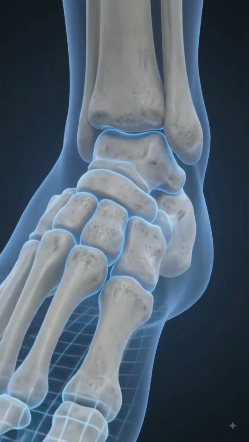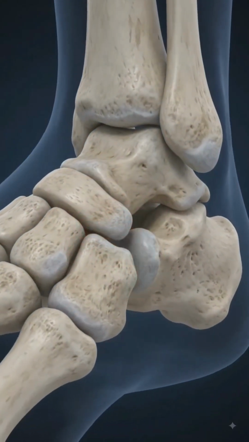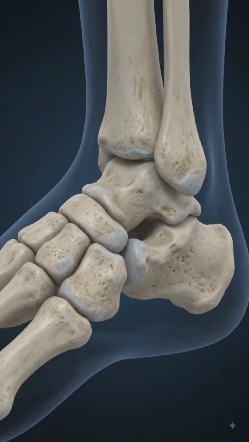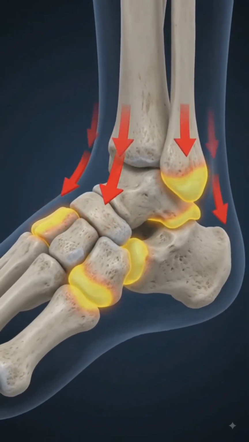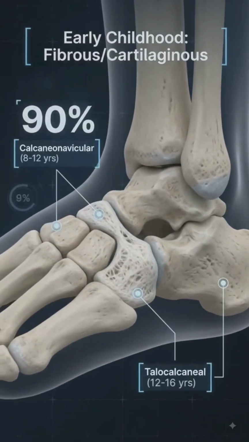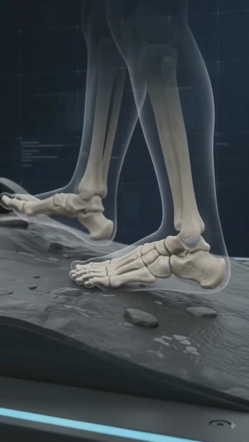Tarsal coalition is a congenital anomaly. It is characterized by the abnormal union of two or more tarsal bones. This fusion can be fibrous or cartilaginous, leading to severe biomechanical dysfunction. Tarsal coalitions progress from fibrous tissues to a rigid osseous bridge as the skeleton matures.